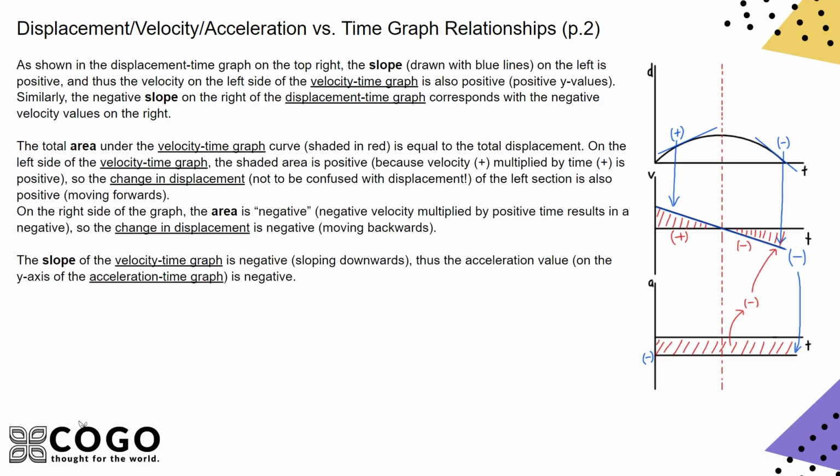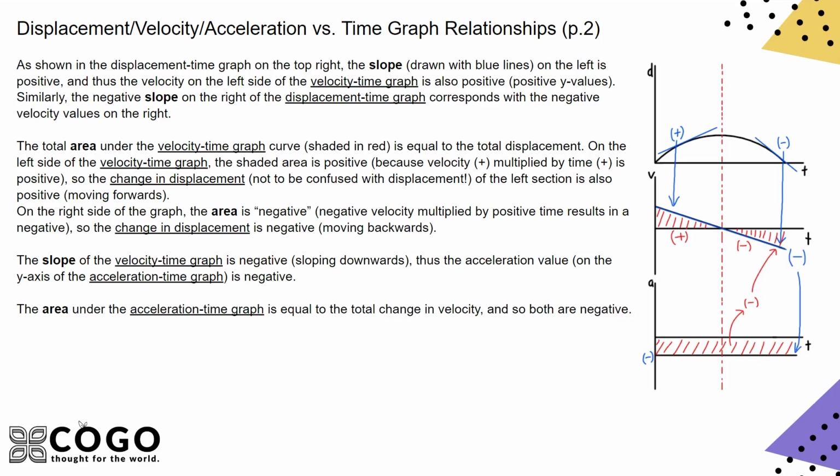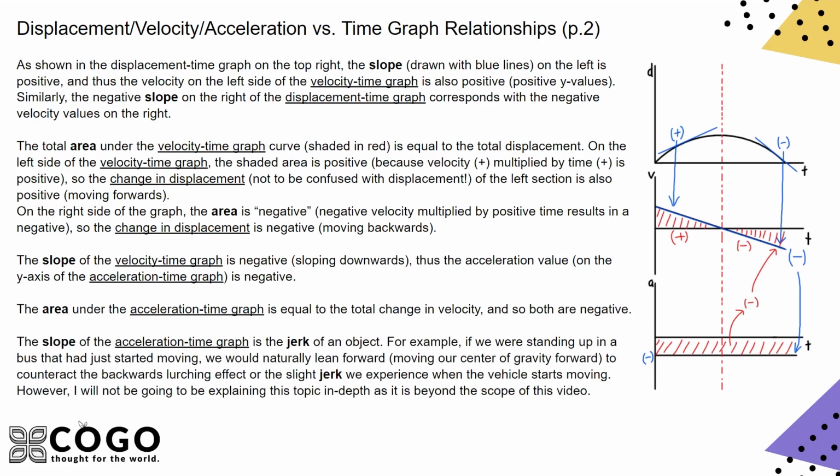The slope of the velocity time graph is negative, sloping downwards. Thus, the acceleration value on the y-axis of the acceleration time graph is negative. The area under the acceleration time graph is equal to the total change in velocity, and so both are negative. The slope of the acceleration time graph is the jerk of an object.